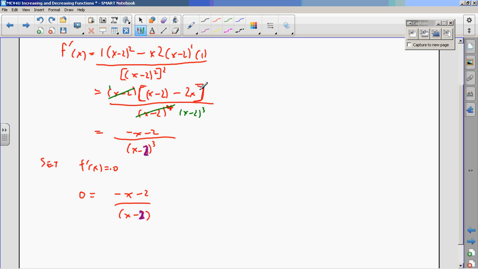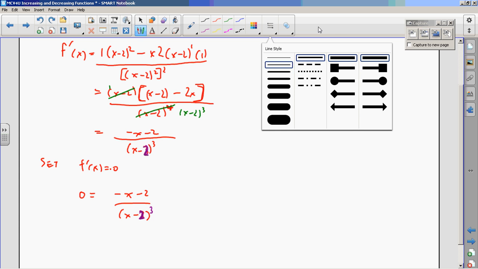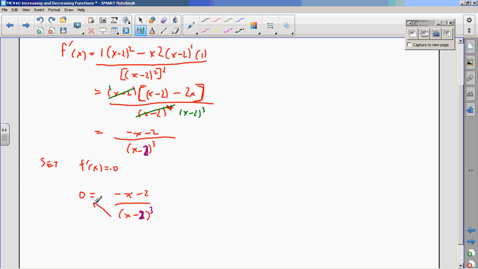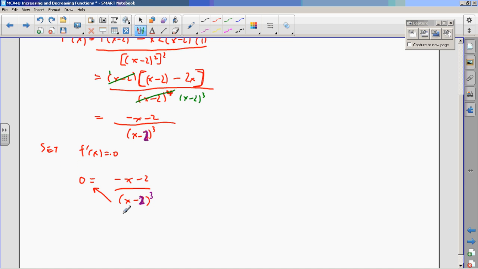x minus 2 on the bottom. And can I cancel this? No, because of this minus, right? They're not the same bracket. But this isn't so bad because I remember from functions how to solve rational equations. As long as x isn't 2, I can multiply by x minus 2, and I get 0 equals negative x minus 2, x equals minus 2.